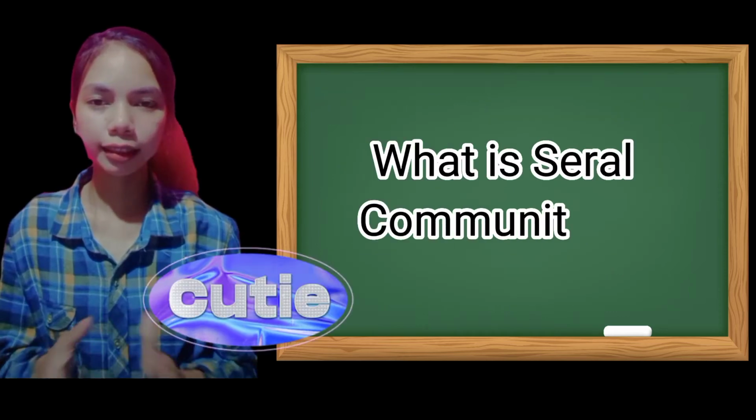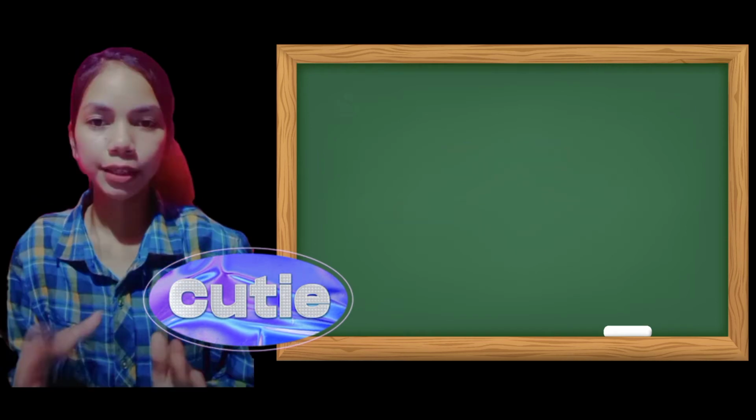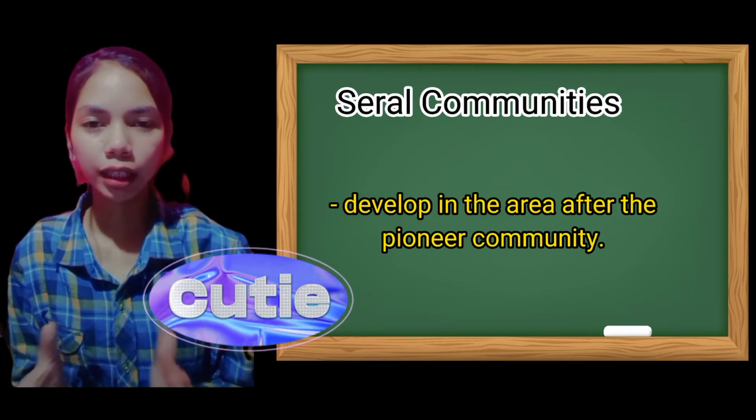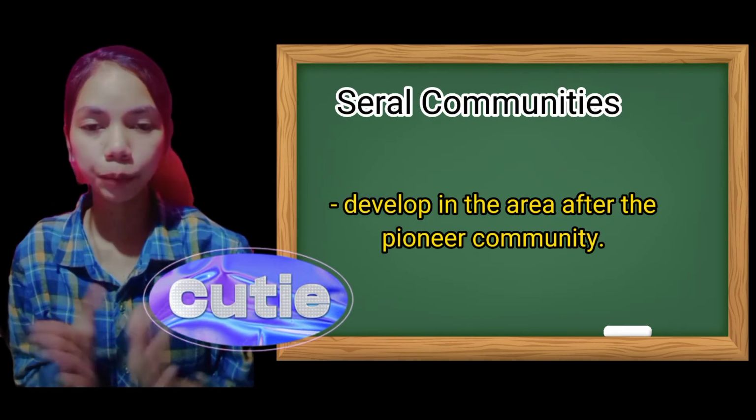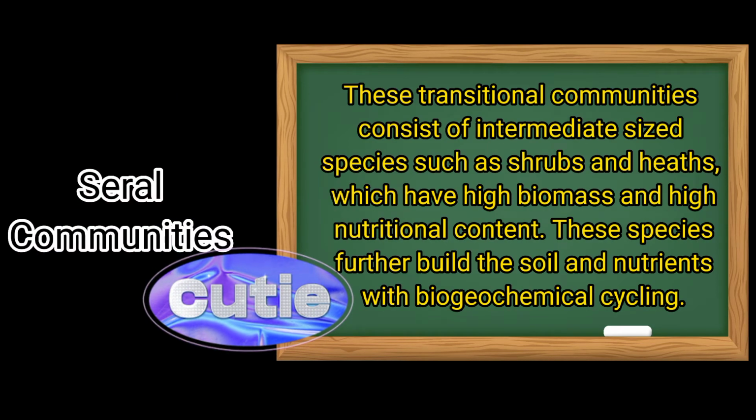Next, what is cereal communities? So, the cereal community develops in the area after the pioneer community. These transitional communities consist of intermediate-sized species such as shrubs and heaths, which have high biomass and high nutritional content. These species further build the soil and nutrients with biogeochemical cycling.